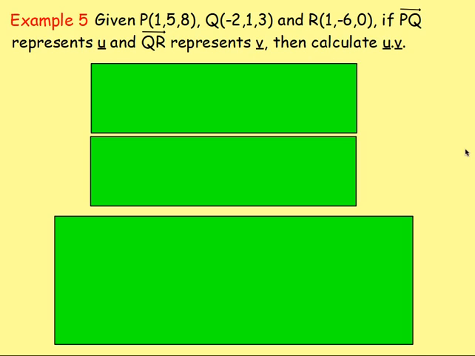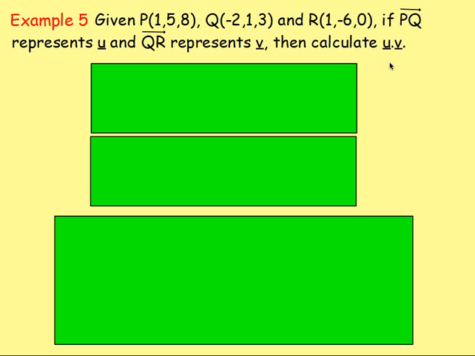Let's try another one. Example 5, given P, which is (1, 5, 8), Q, which is (-2, 1, 3), and R, which is (1, -6, 0). If PQ represents u and QR represents v, then calculate u dot v. So again, we're wanting the scalar product. So we want to work out u dot v.